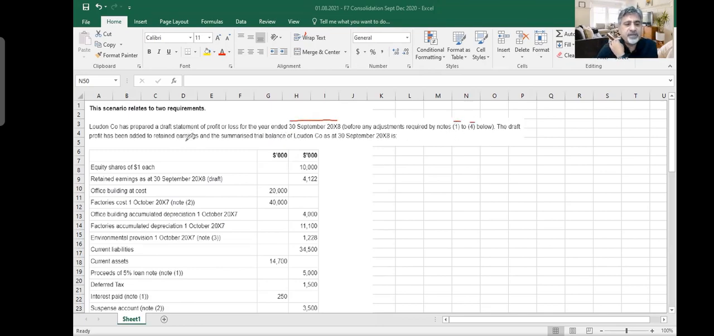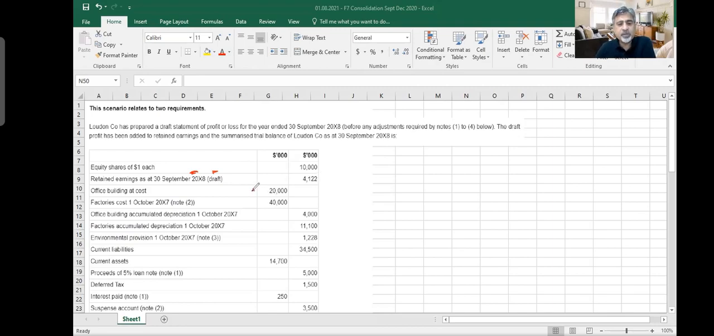The draft profit has been added to the retained earnings. So they have given us the retained earnings, and this includes the profit for the year. It has been added to the retained earnings in the summarized trial balance of Limited Company as at 30th September. So 30th September 2008 is our reporting date, the end of the financial year, and so equity shares 10,000, retained earnings as at 30th September 2008, and it is draft, which means that it is not final. We may need to make some adjustments, and it includes the profit for this current year.